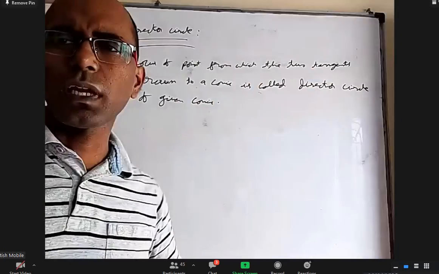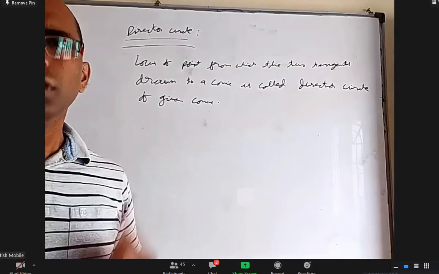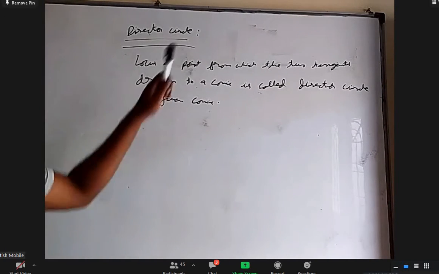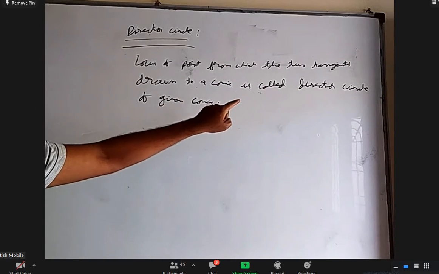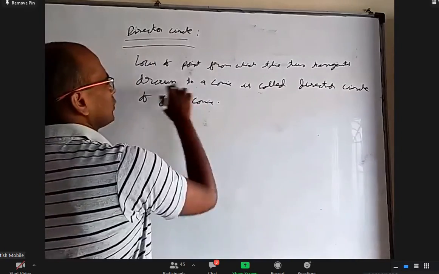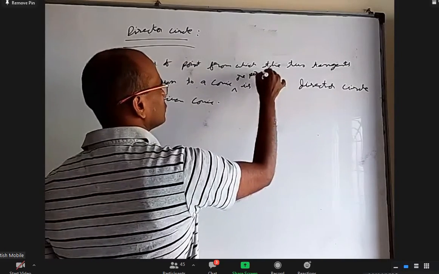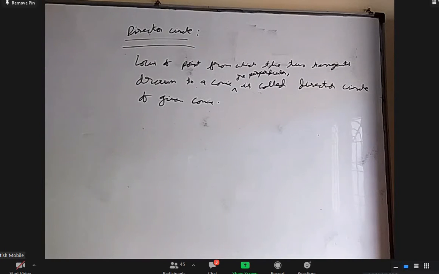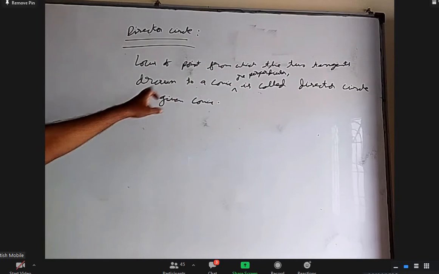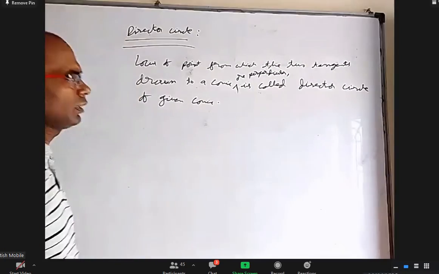It may be a parabola, ellipse, or hyperbola, even a circle. From an external point, if you are able to draw two tangents and they are perpendicular, the locus of that point is called the director circle. Locus of a point from which the two tangents drawn to a conic are perpendicular is called the director circle of the given conic.